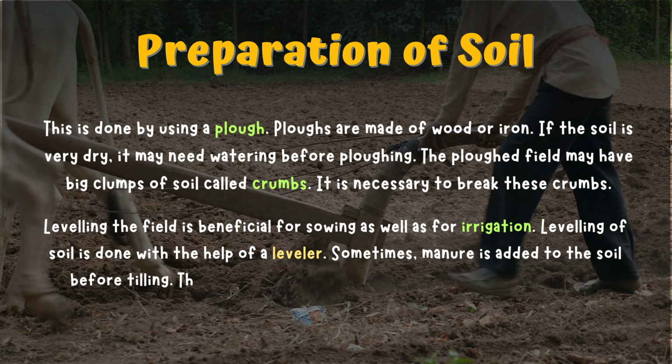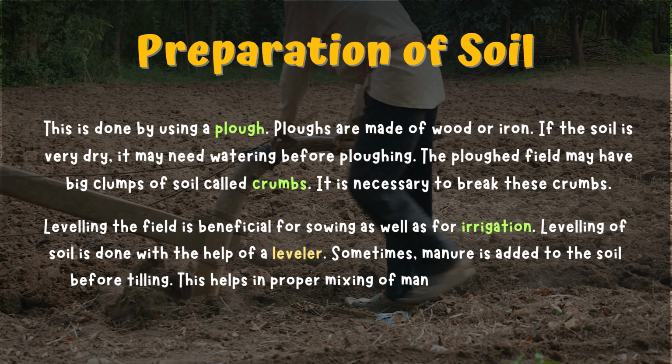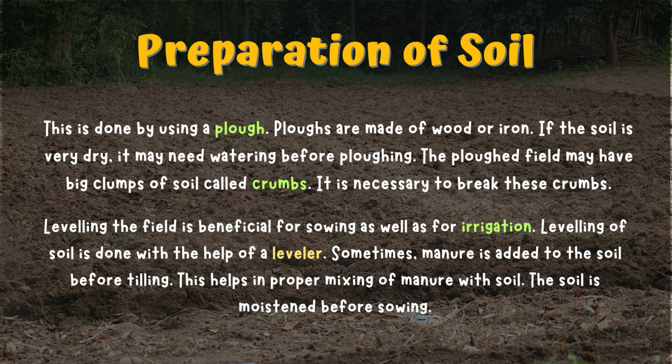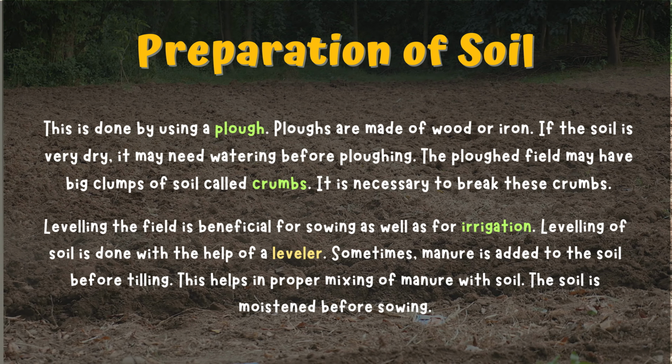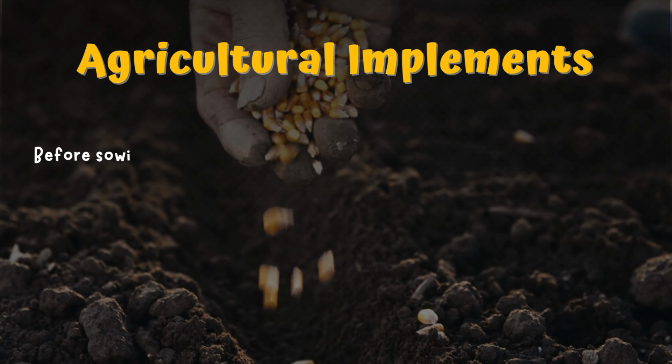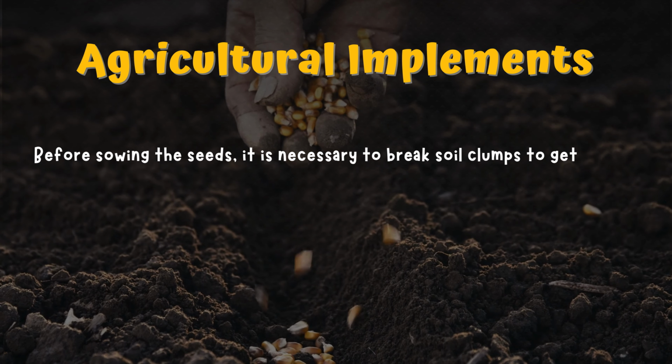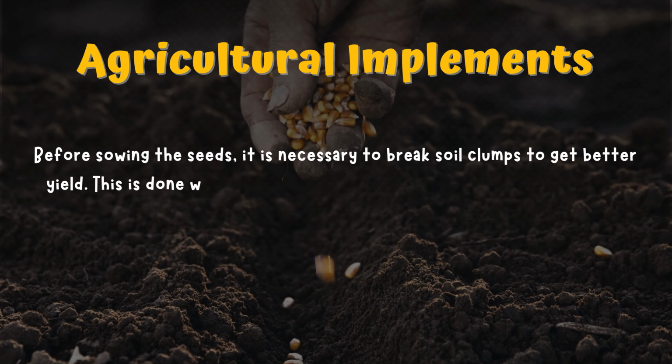Sometimes, manure is added to the soil before tilling. This helps in proper mixing of manure with soil. The soil is moistened before sowing. Agricultural implements. Before sowing the seeds, it is necessary to break soil clumps to get better yield.